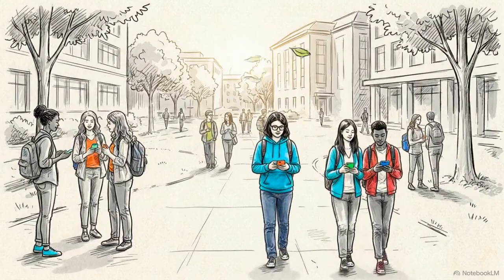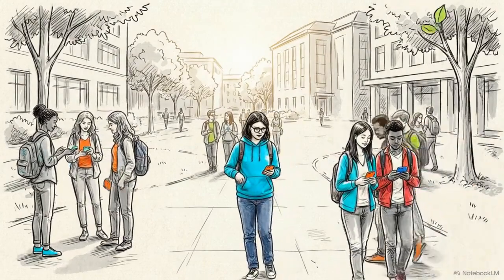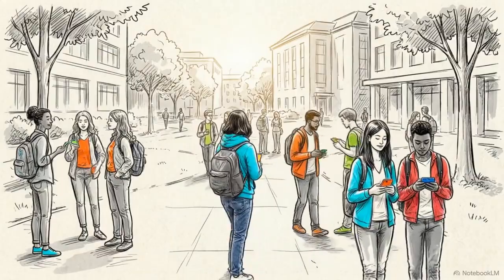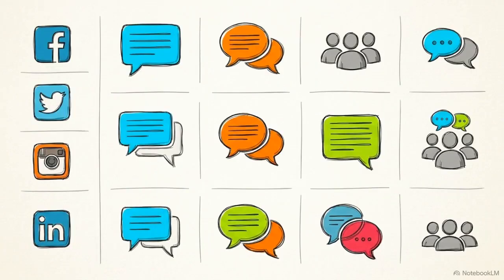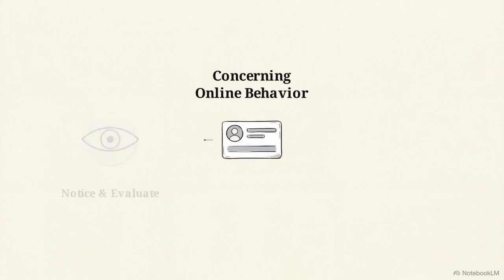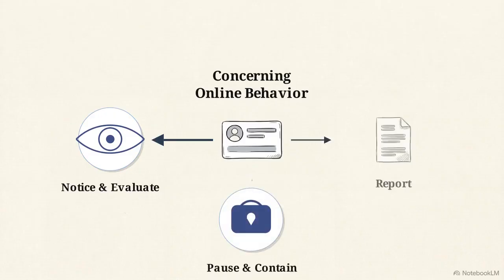This visualization represents the daily flow of digital communication. While millions of messages move through our network smoothly, a single post occasionally breaks that rhythm. Learning to evaluate these interruptions is the first step in maintaining a safe school environment. This tutorial outlines a specific process for identifying, containing, and reporting concerning online behavior.